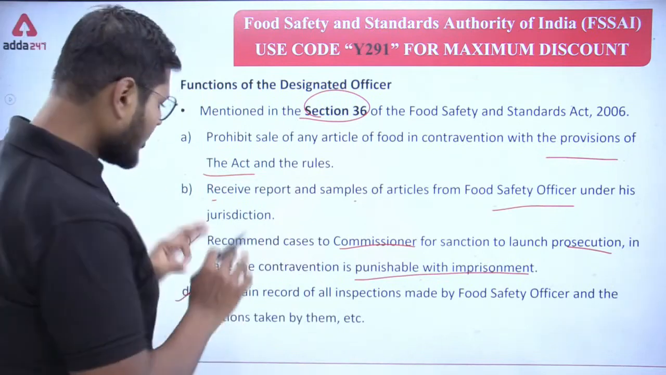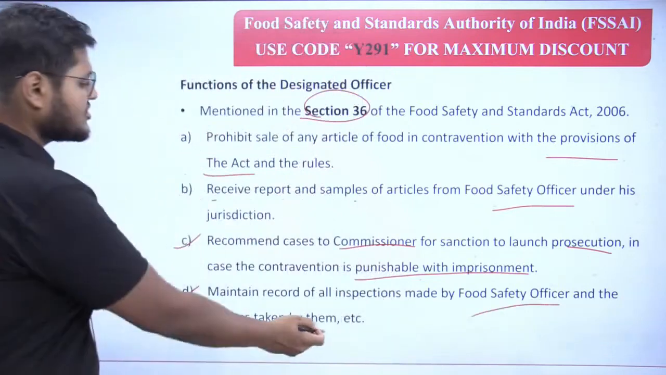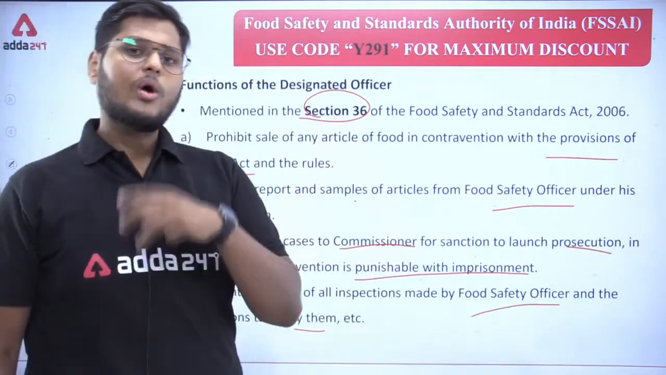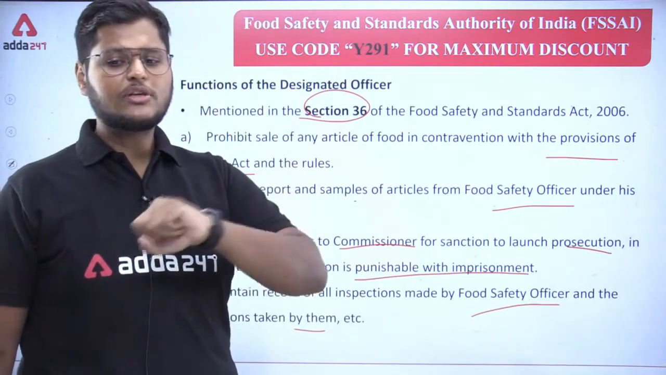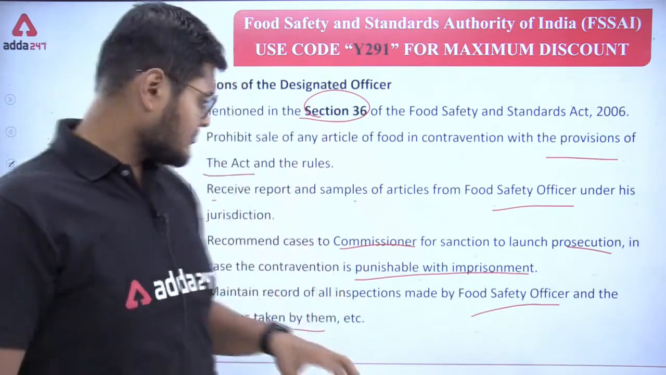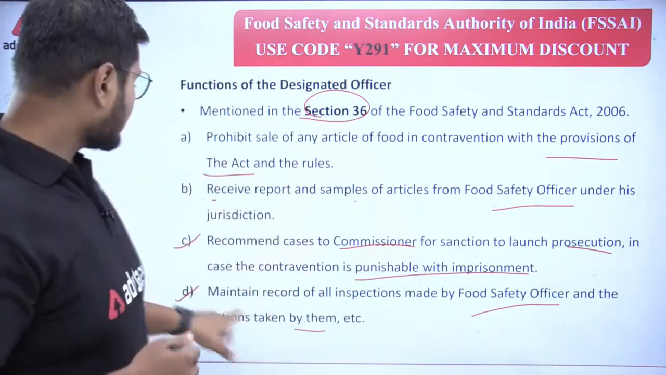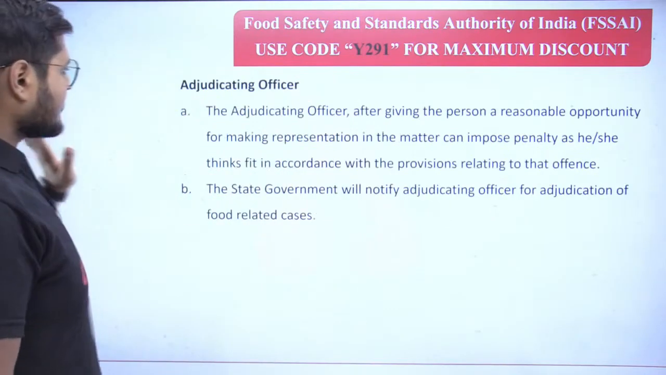Next, maintain record of all inspections made by food safety officer and the actions taken by them. Okay, whatever actions that the food safety officer is taking, or whatever materials or food articles he or she is confiscating, that record is also maintained with the designated officer.